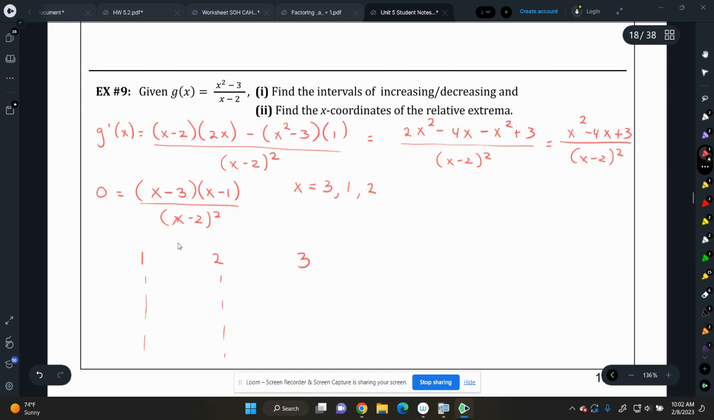Wait, isn't 2 not part of the domain though? Because if 2 is part of the domain, it'd be undefined. But undefined points will be critical points. I was thinking of the original g of x, part of the domain.